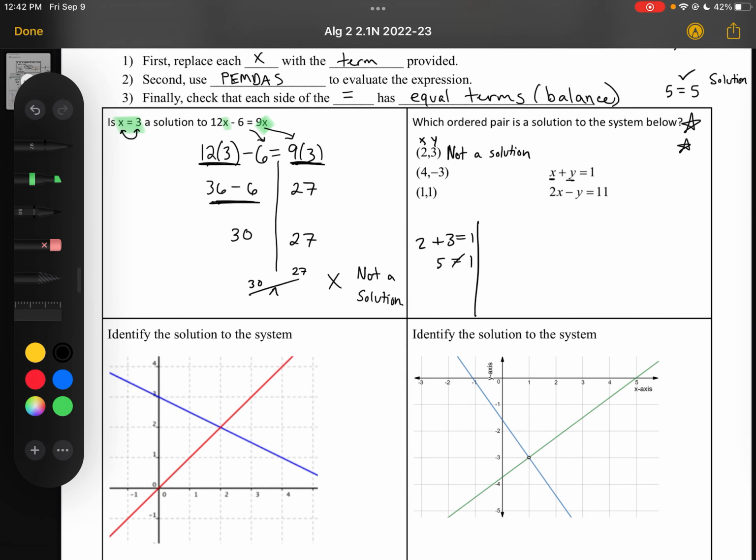Okay, our next one, we can plug in 4 and negative 3 into our first one. So x is 4, y is negative 3. So 4 minus 3 is 1. Okay, so that works. We have to make sure it works for both equations. So we'll plug into our next one now. So 2 times 4 minus y, which is negative 3, equals 11. So that's 8 minus negative 3 ends up being plus 3. So that actually is true. So this one is a solution.